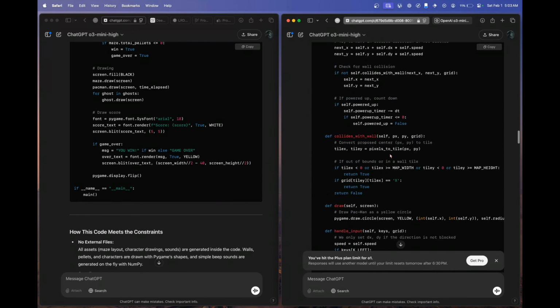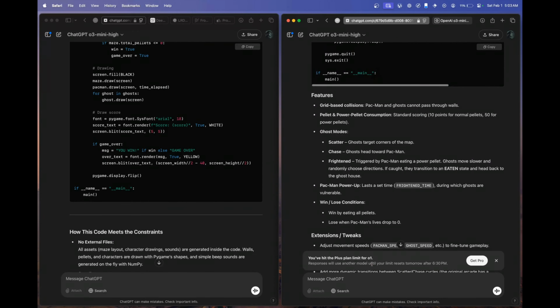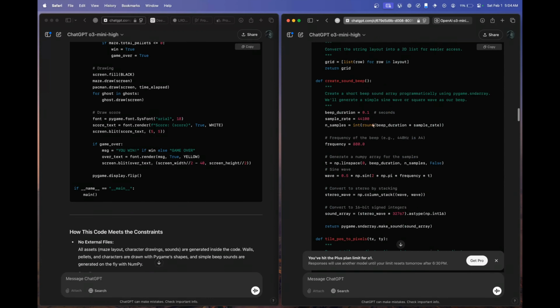And it's a pretty long code, and as you can see, you have hit the plus plan limit for O1. So I have exhausted all the prompts for this comparison.